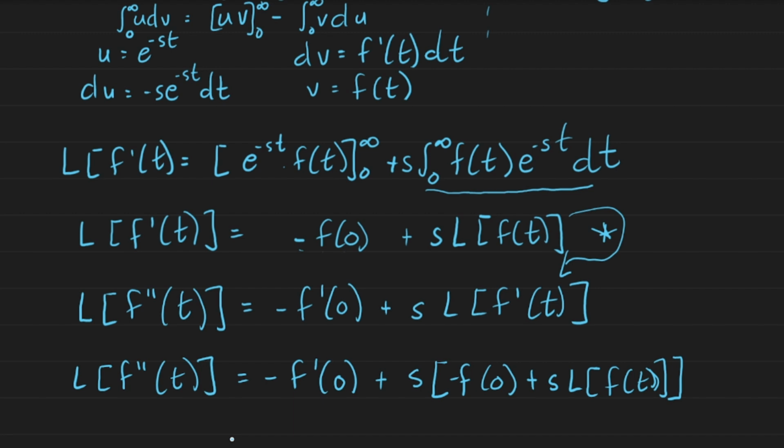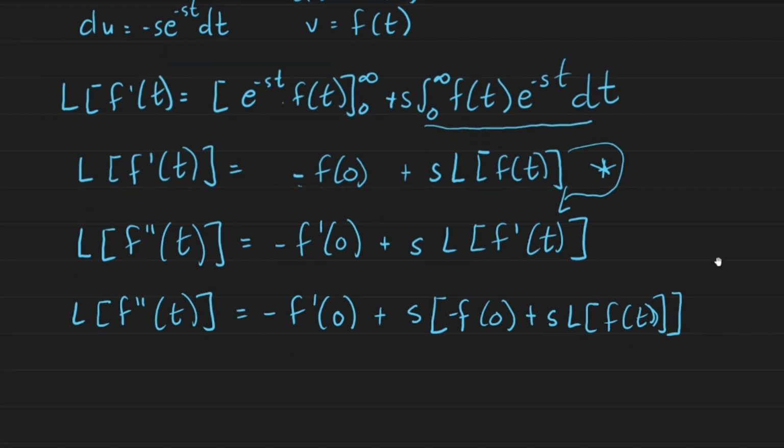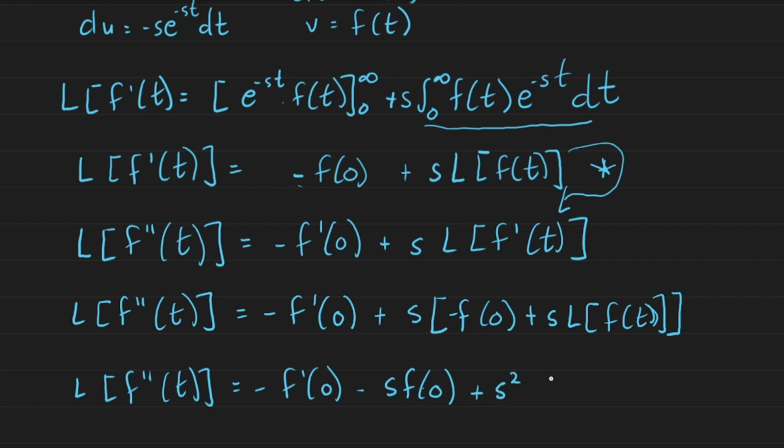If we just expand that out, what we get is that the Laplace transform of the second derivative of t is equal to minus f prime naught plus s, and minus times the plus will give us a minus, so we can just write that. And then s times s gives us s squared. So we have plus s squared times the Laplace transform of f of t.